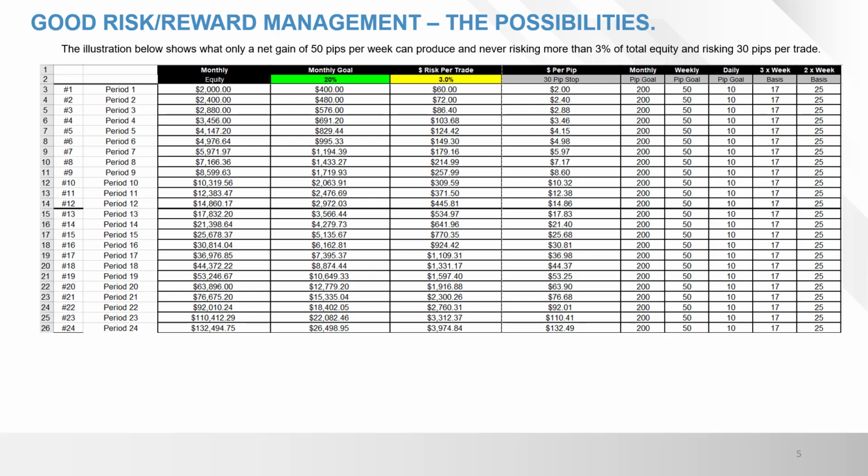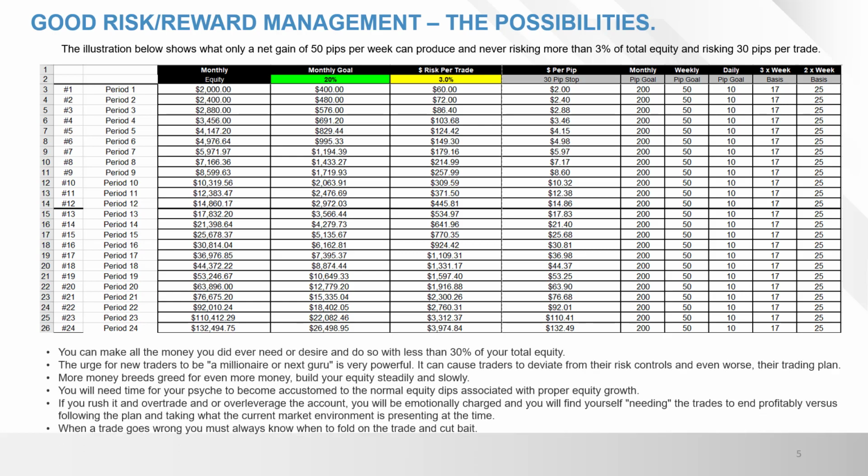So this graph representation shows you how 2,000 can actually grow within a period of, say, 2 years. You can grow your 2,000 all the way to just under $133,000 within a period of 2 years. That's if you have the discipline, the proper risk management, the proper discipline, and a good strategy for your trades. This is quite easily achievable.